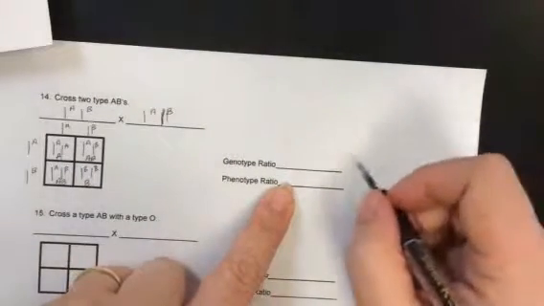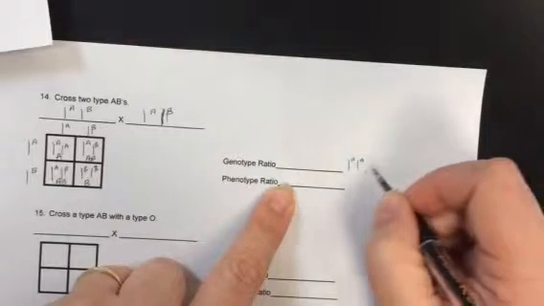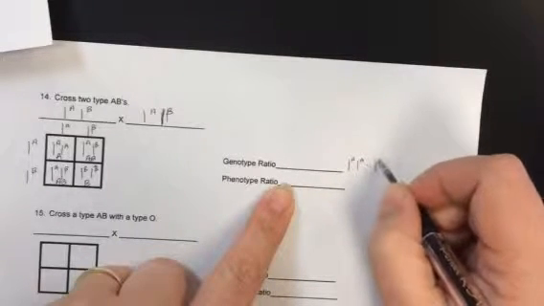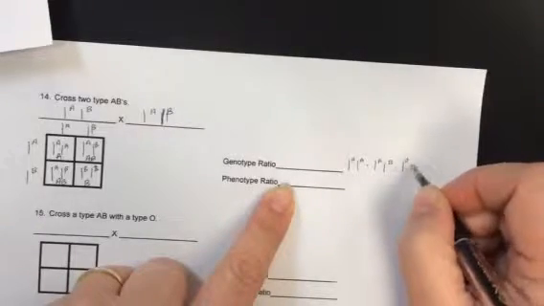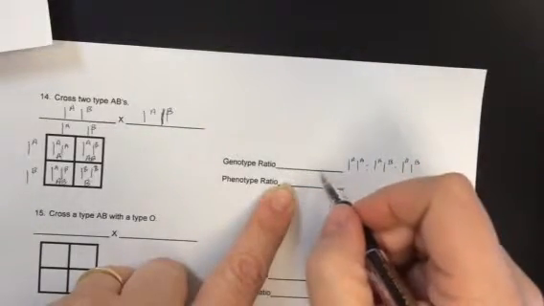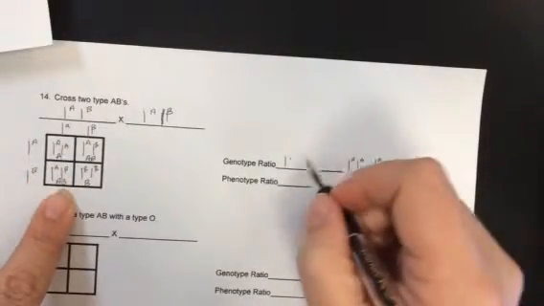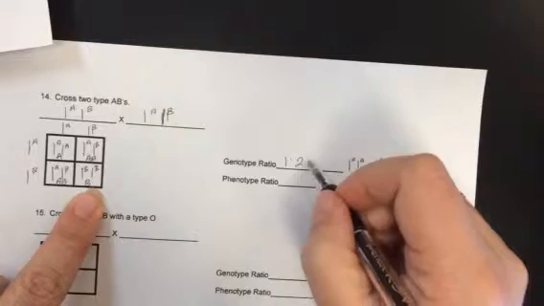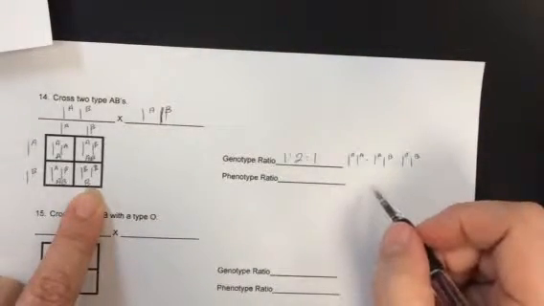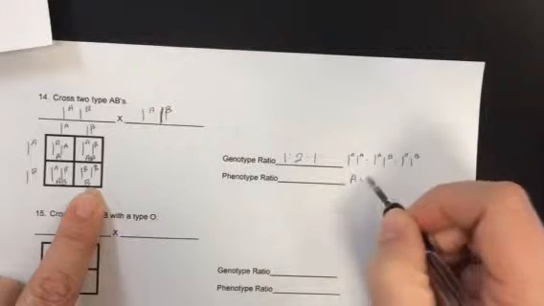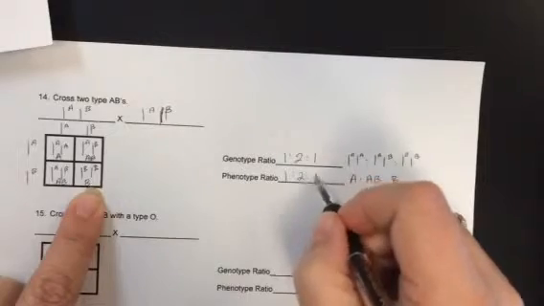So our genotype ratios, IA to IA, IB, and IB. In this case, we have 1 with A, then the AB is 2, and then the BB is 1. Look at that 1-to-2 ratio. It comes up a lot in this. And then our phenotype ratio of A to AB to B is also 1-to-2-to-1.